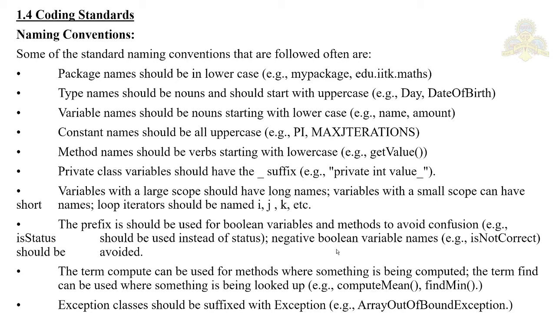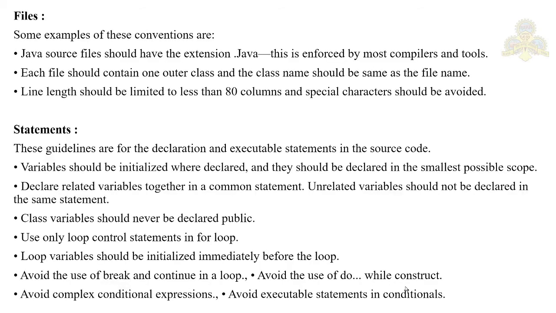If it is a negative boolean variable name, you should use something like isNotCorrect. Then the term compute can be used for methods where something is being computed, like computeMean, computeFactorial. Exception classes should be suffixed with the term Exception, like ArrayOutOfBoundException, NullException, StackOverflowException.